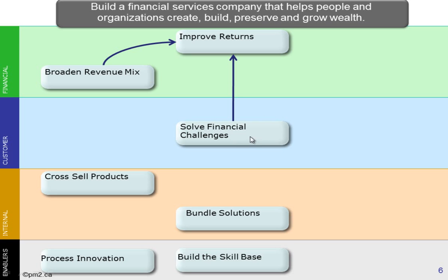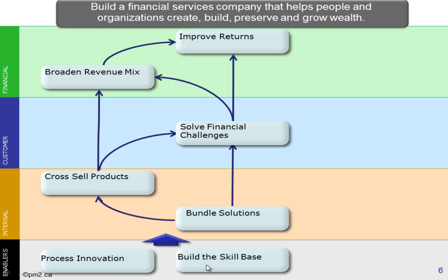Now, solving the financial challenges, if I do that correctly, will also broaden the revenue mix. How do we solve the challenges? Well, again, there's two things we need to do. One is we have to learn how to cross-sell our products, and if we can better cross-sell them, that will help us better solve our customers' financial challenges, and if we cross-sell them, that will help broaden our revenue mix. In order to cross-sell our products, we need to learn how to bundle them. So if we bundle them, we're both going to solve the cross-selling issue and our financial challenges of our customers. And then underpinning all of it are the objectives of process innovation and build the skill base.